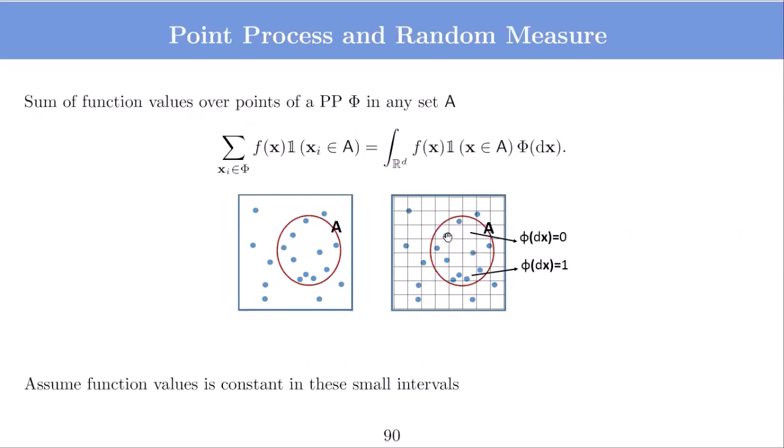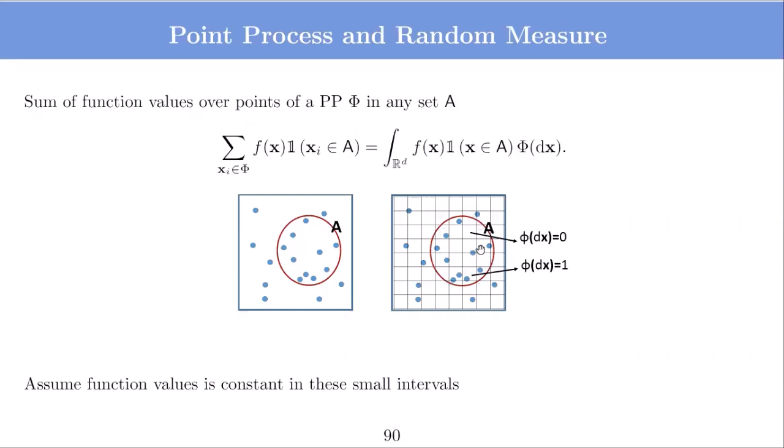So if you take this interval around x, suppose there are 2 points. So phi(dx) will be 2. And the value at both points will be equal to f(x) because this is a small interval, so the variation would be small. So I'll just take f(x), multiply by 2, the total number of points phi(dx), and integrate over the space R^d. Or, if you want the indicator, you can just integrate over set A, and you will get the same thing.